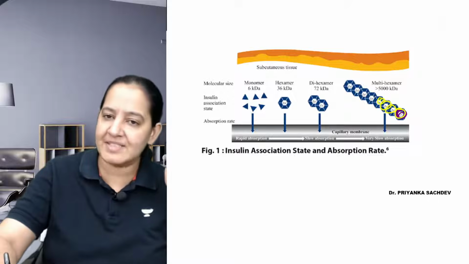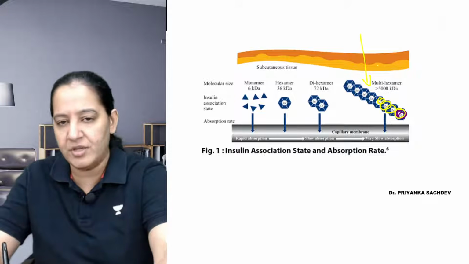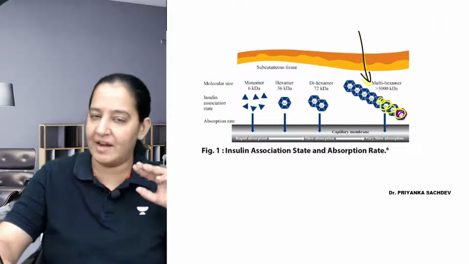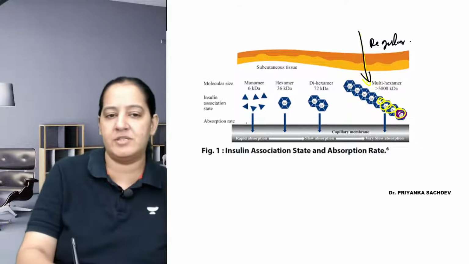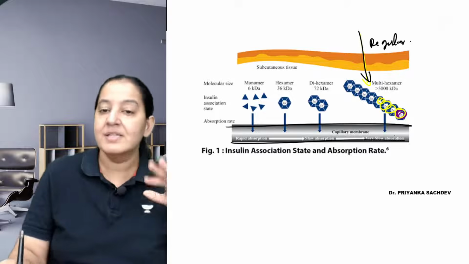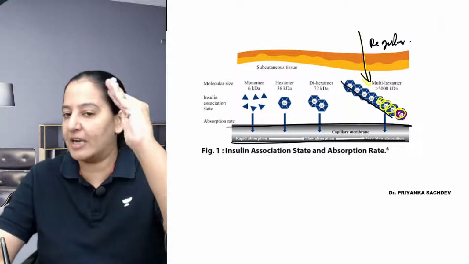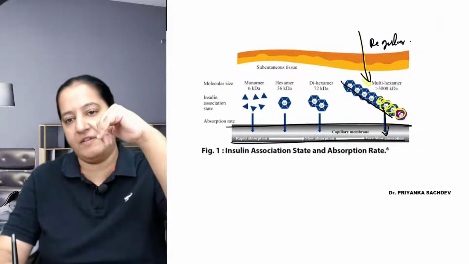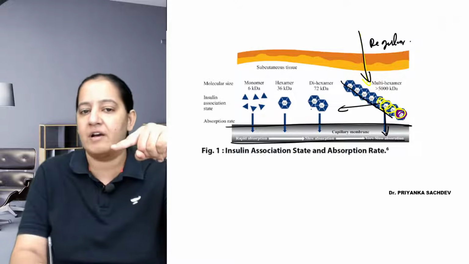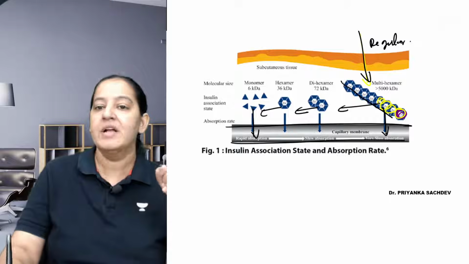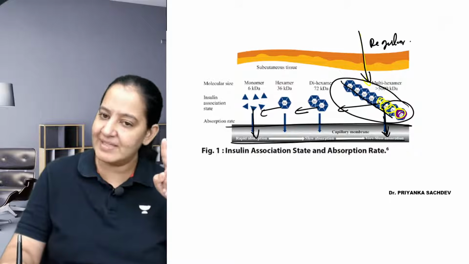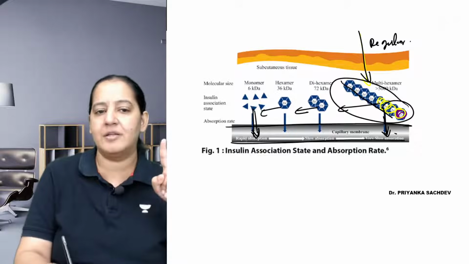Whenever you are giving a subcutaneous injection, the regular insulin, to your patient, this is the blood vessel, right? Since it is forming the hexamer, it cannot directly enter into the blood vessel. First it will convert from hexamer to monomer and after that it will enter the blood. You got my point? The hexamers enter the blood very slowly, the monomers enter the blood very fast.